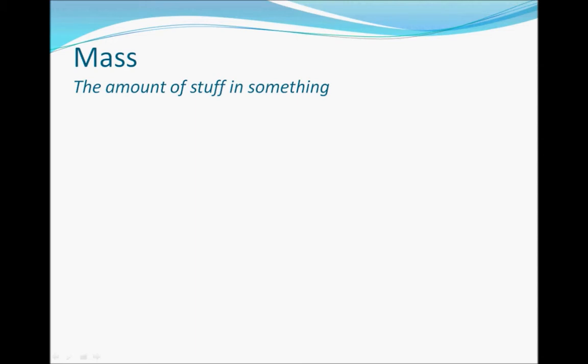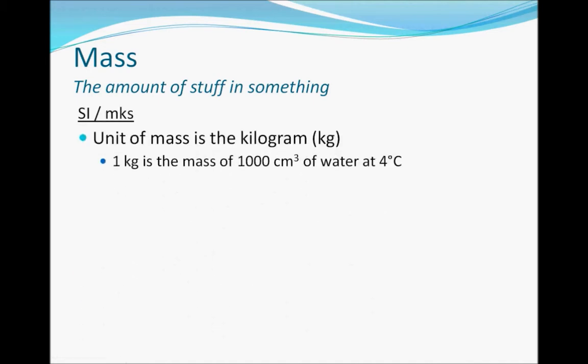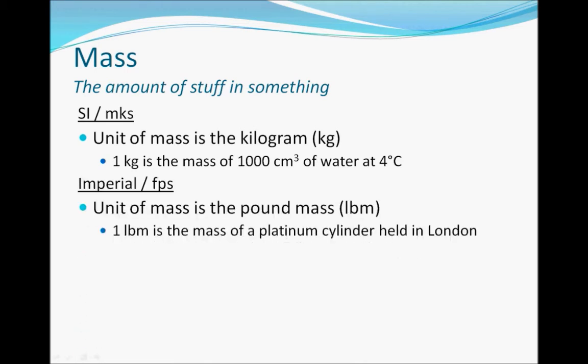The key thing is that since mass is the amount of matter in an object, it won't change depending on the location of that object. So wherever I move the object, it will still have the same amount of matter contained within it. The SI unit for mass is the kilogram, which is also the mass of 1,000 cubic centimeters of water at 4 degrees Celsius. The imperial unit is the pound, or pound mass.